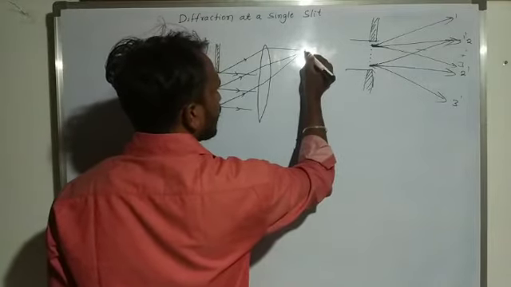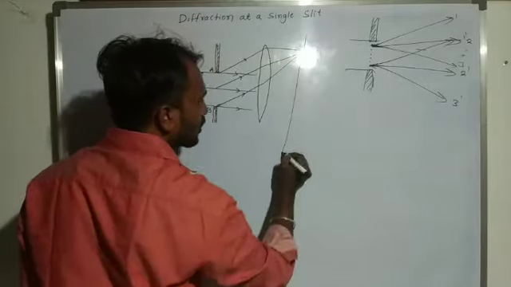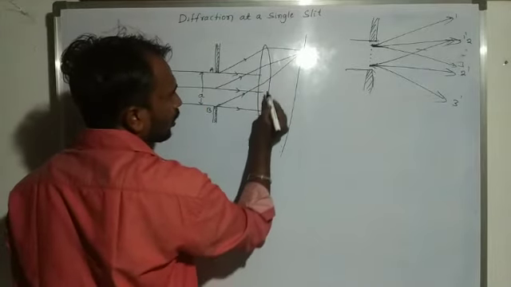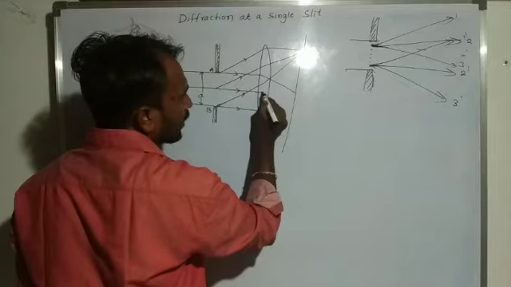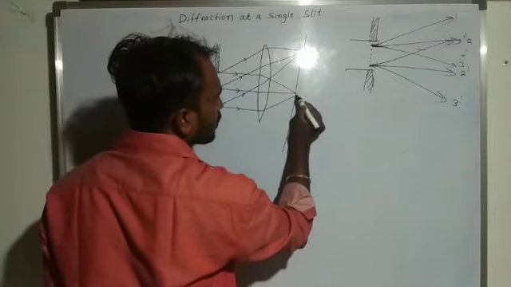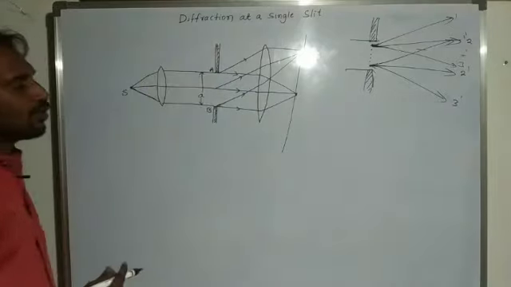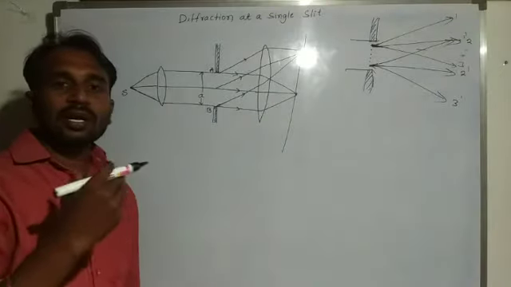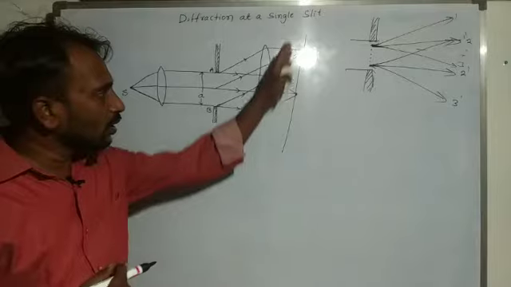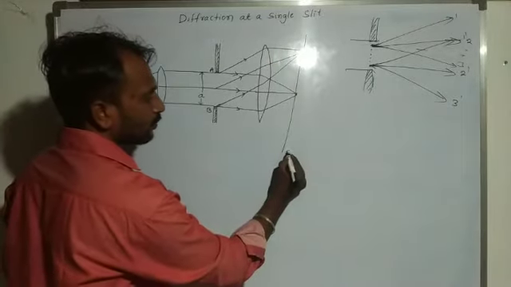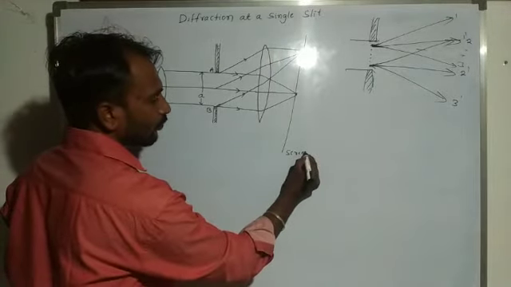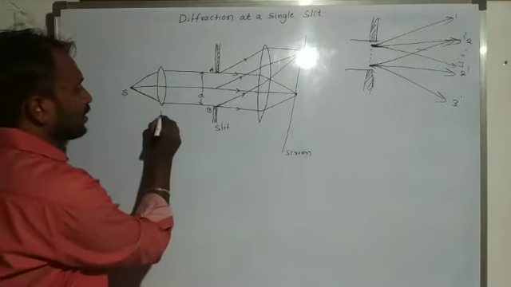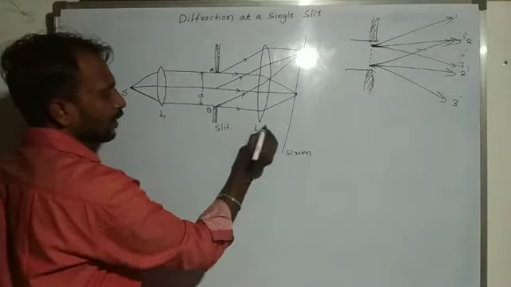So these light rays converge on a screen, and here also these light rays pass through a lens again, so these light rays converge on a screen. Then we get bands, dark and bright bands, on the screen. So this one is a screen and this one is a slit, and a lens L1 and a lens L2.